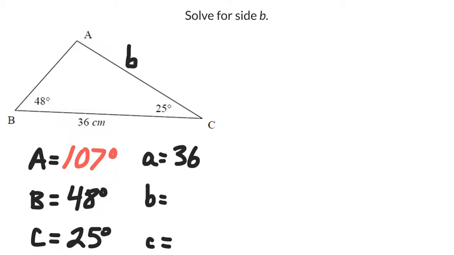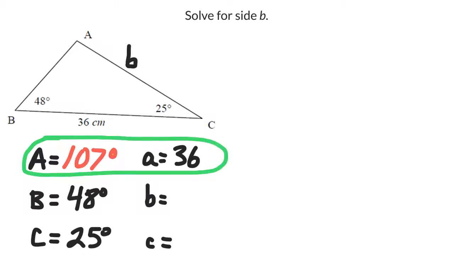In order to use the sine law, I need to have a complete ratio between an angle and a side. Here I have one. I know the angle A and I know the side a, so I can use the sine law. I start with the ratio where I know both values. And since I am asked to find the length of b, I'm going to set it equal to the ratio that includes side b.